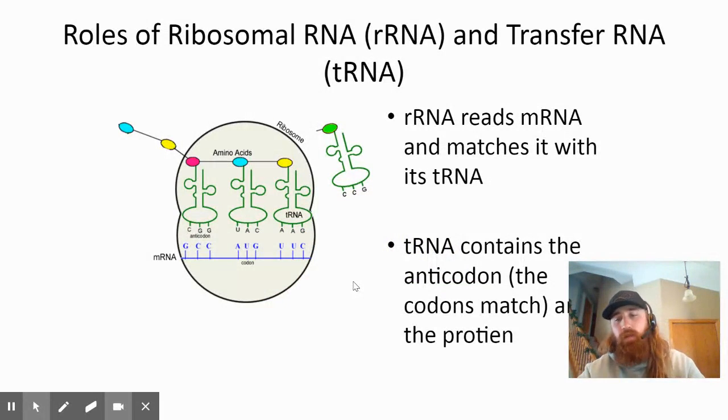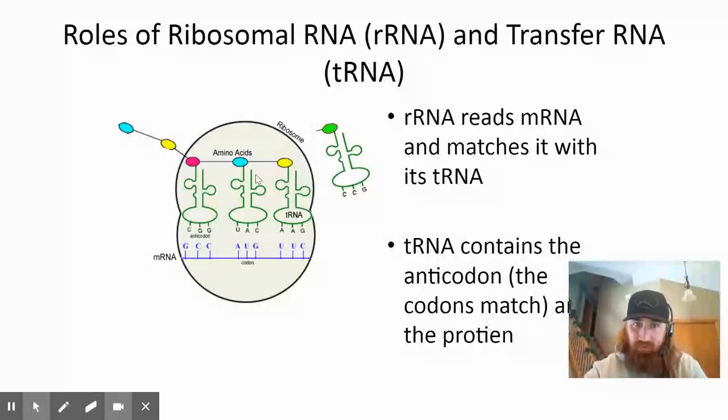Now, we're going to introduce two new types of RNA. We have rRNA and we have tRNA. So we already have messenger RNA, which is the original mRNA. Now we're going to add rRNA and tRNA. So rRNA reads mRNA and matches it with its tRNA. What does that actually mean?